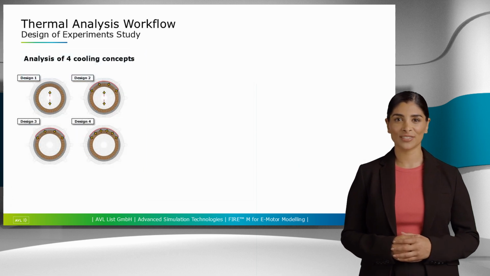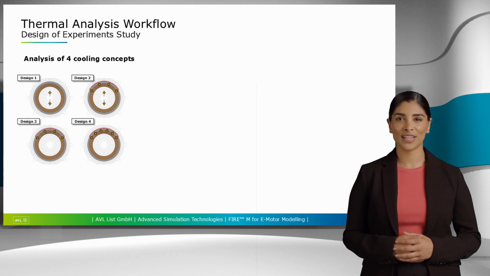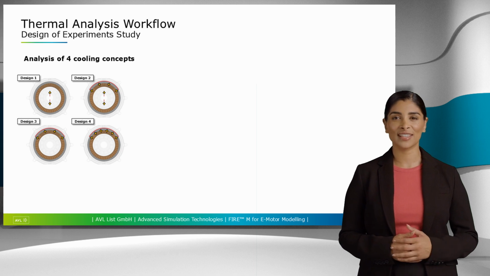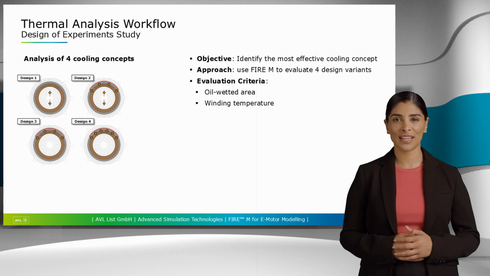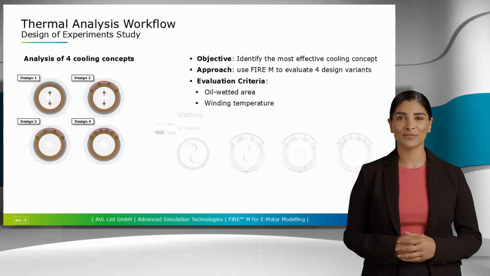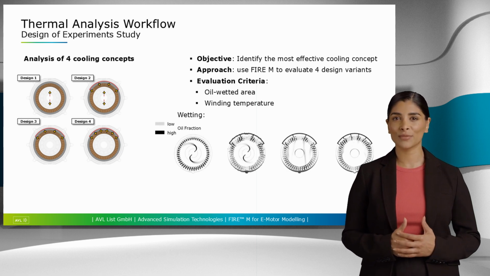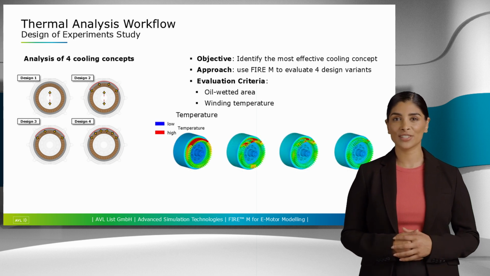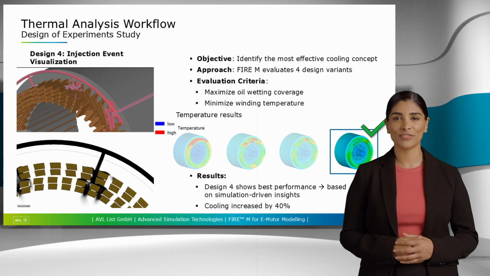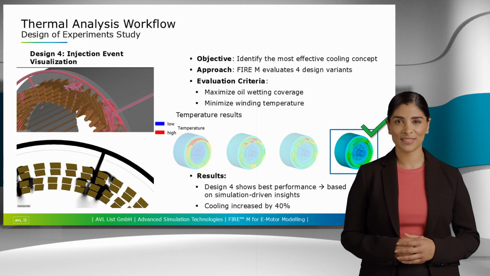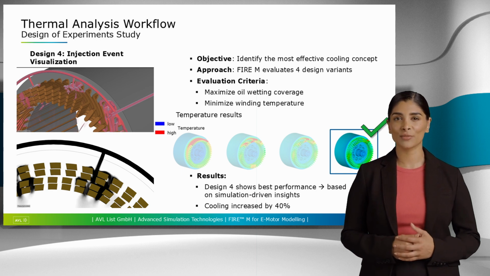FIRE M not only enables analysis of specific configurations, but is made for design optimization. Inputs can be easily parameterized, and variations are executed in case studies. In this example, 4 e-motor cooling concepts were compared to find the one that provides the highest oil wetting area and the lowest winding temperature. The figures on the bottom right compare the calculated oil distribution for the given designs. Now the resulting winding temperature distribution is shown for each design. Design 4 turns out to improve the cooling of the windings by 40%. This is a good example of how simulations enable safe design decisions.